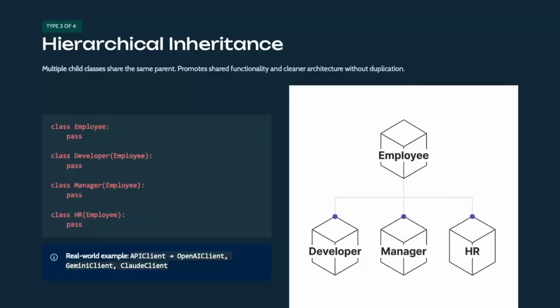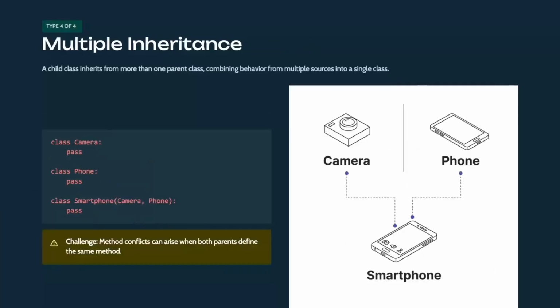A production example for hierarchical inheritance would be an API client as the lead parent class, an OpenAI client for OpenAI's processing, Gemini client for Gemini's processing, and Claude client for Claude's processing. All three clients share common functionality from the same parent class, which is API client. Now, we arrive at the most powerful and sometimes the most confusing inheritance type, multiple inheritance. Multiple inheritance allows one class to inherit from multiple parent classes. This means that the child class can combine functionality from multiple sources.